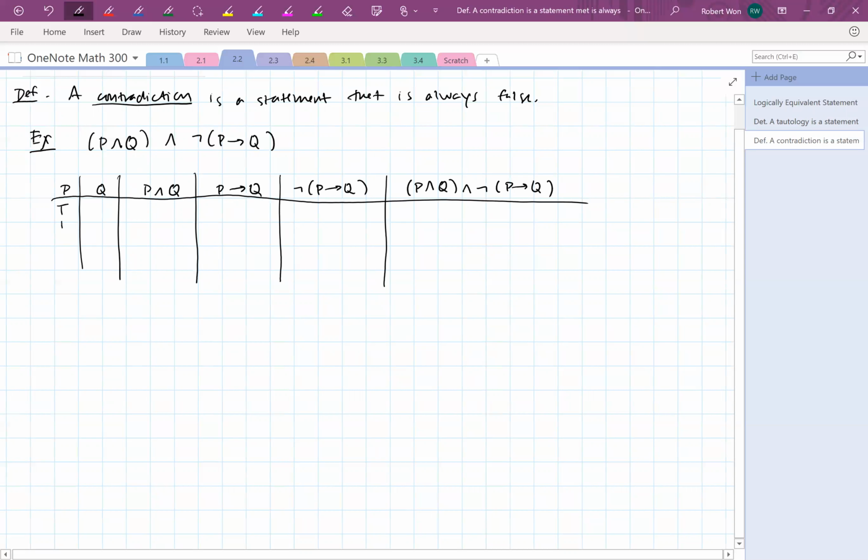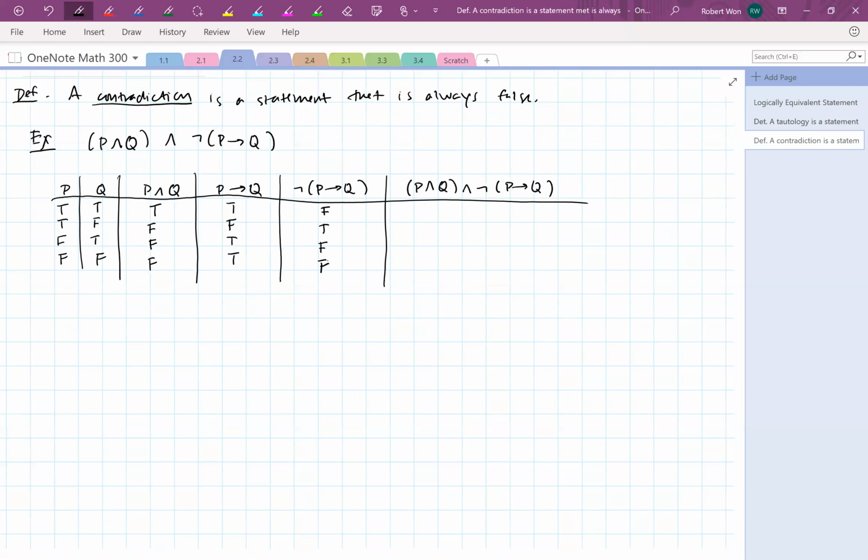Okay, so you should do this, but I'll just do it for you. P and Q, that's true if P and Q are both true and false otherwise. If P then Q is only false if P is true and Q is false. The negation of if P then Q is just the opposite of the previous column. And now this last column will be true if this column is true and this column is true. But that never happens. So this statement is always false, regardless of what P and Q are.